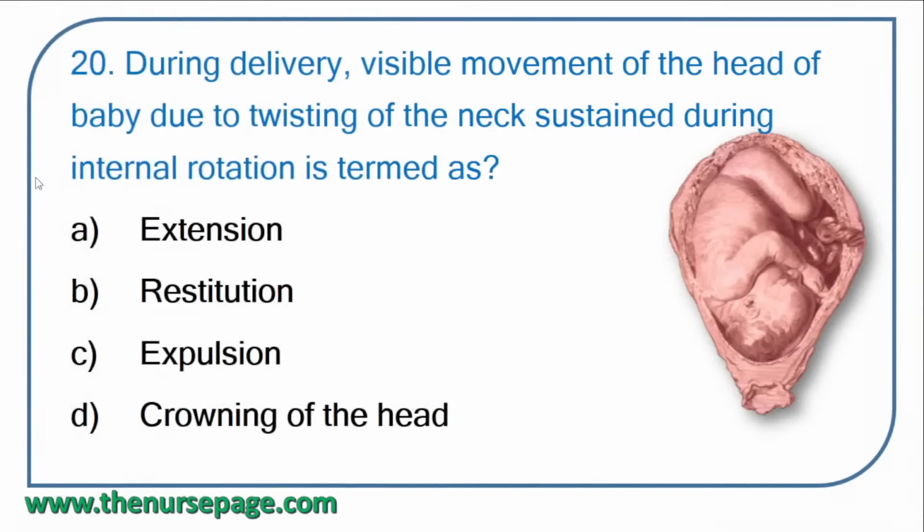Last question. During delivery, visible movement of the head of baby due to twisting of the neck sustained during internal rotation is termed as: extension, restitution, expulsion, crowning of the head.